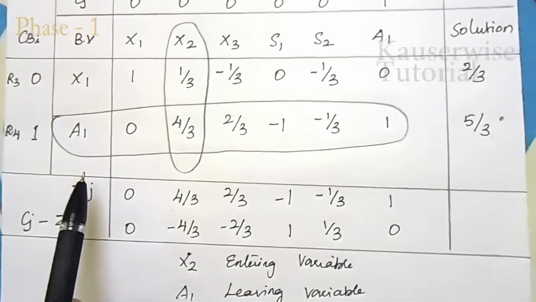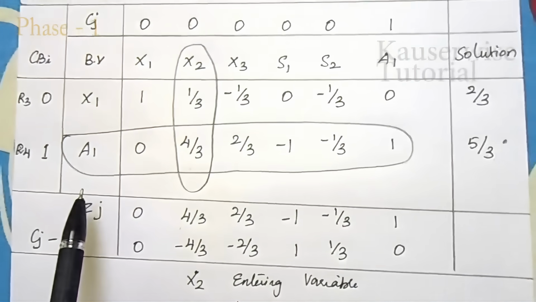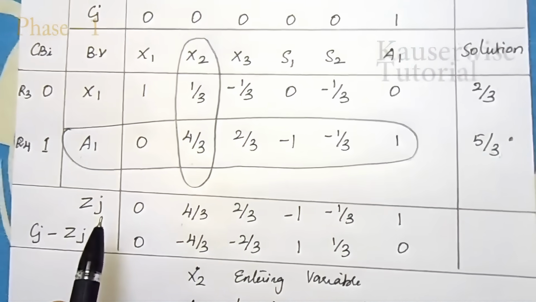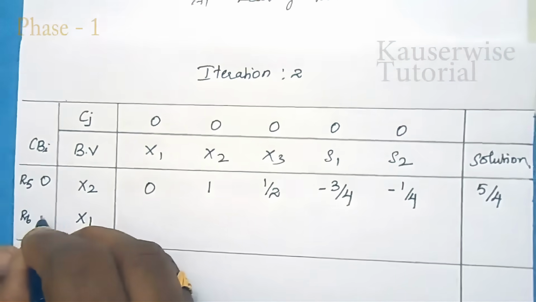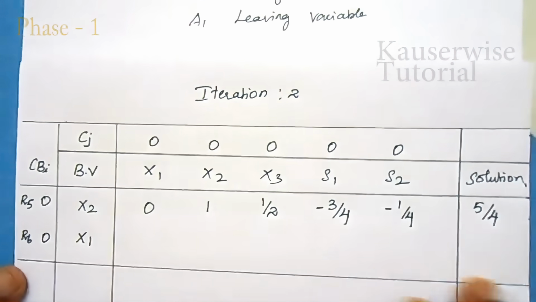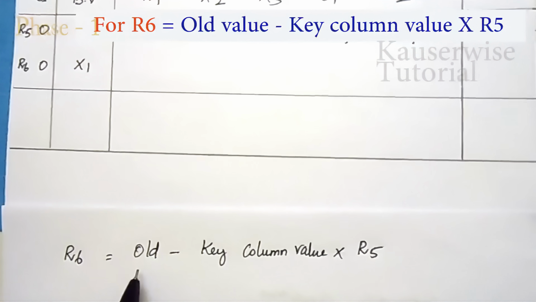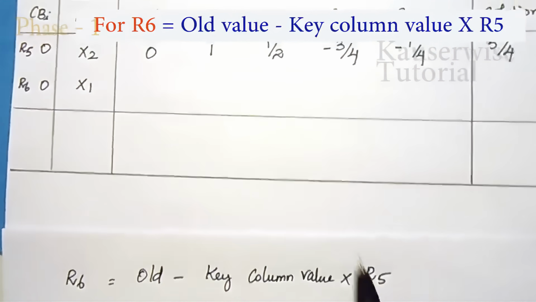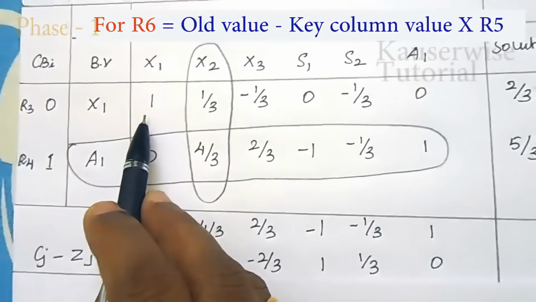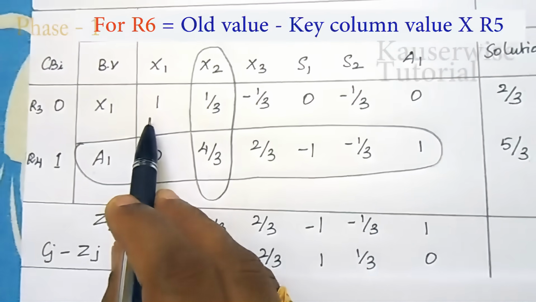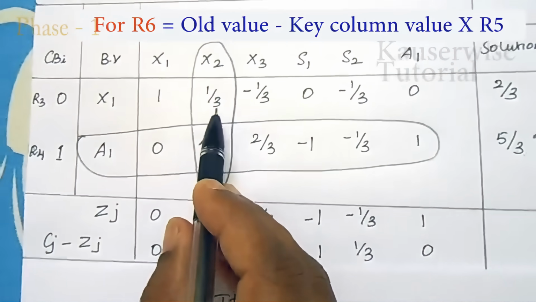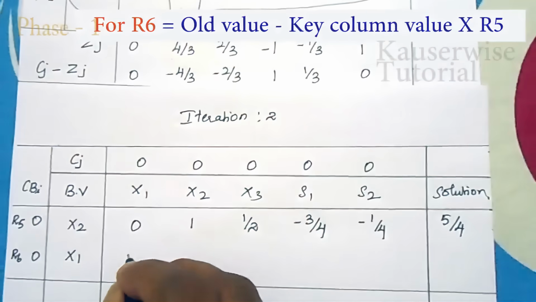Okay, now we have to find out row 6. For row 6, there is a simple formula. So as we did in the previous iteration, you can follow the same procedure. Okay, so x1 value is 0. For the new value, the formula is old value minus key column value into row 5 value. See the first one. The old value is 1 minus key column value is 1 by 3 into new row value is 0. The answer is 1.